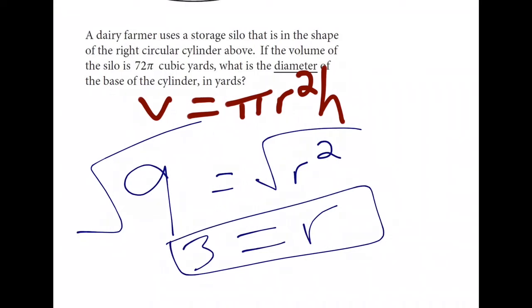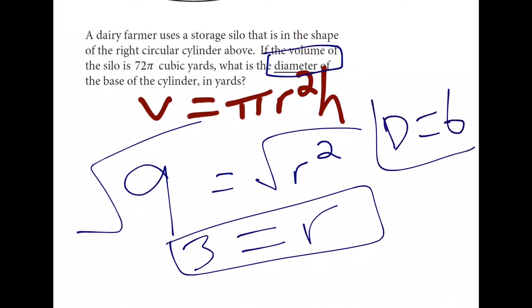You might be tempted to put that as your answer, but remember they wanted the diameter. Remember that the diameter is twice the radius. So we're going to double this, and our diameter is going to be 6. And that is your final answer.